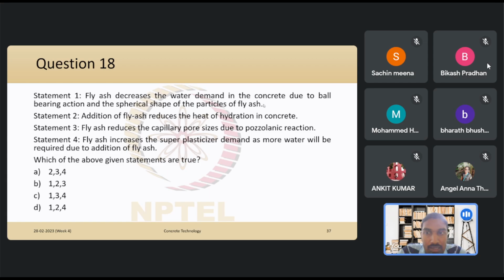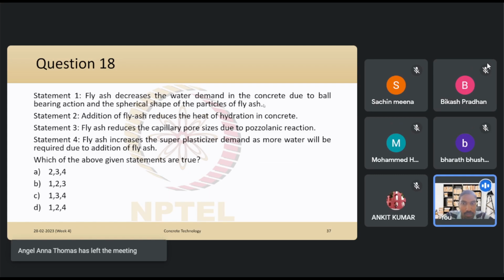Statement 3, fly ash reduces the capillary pore sizes due to the pozzolanic reaction. True. All the pozzolanic materials will help you in reducing the porosity, right? We saw that, the capillary pores will be reducing when you add these mineral admixtures, and that is true for fly ash as well. And therefore statement 3 is also correct.